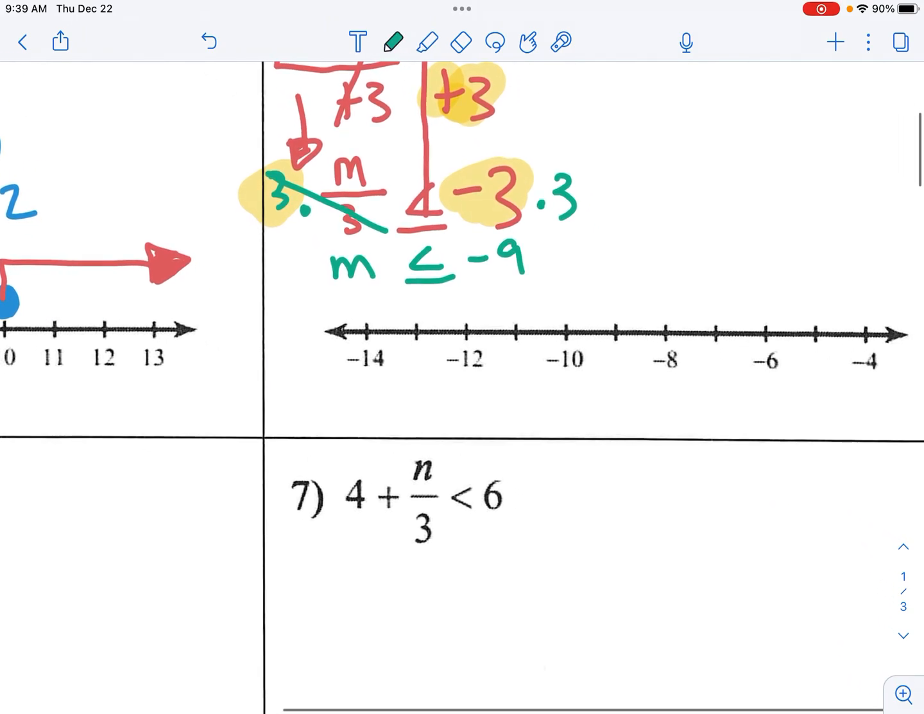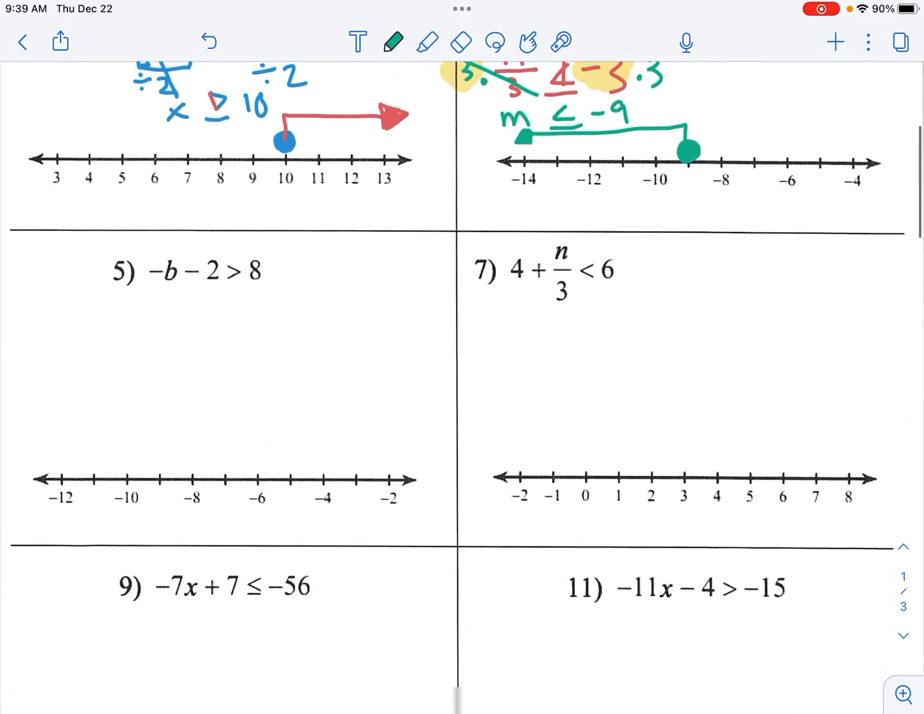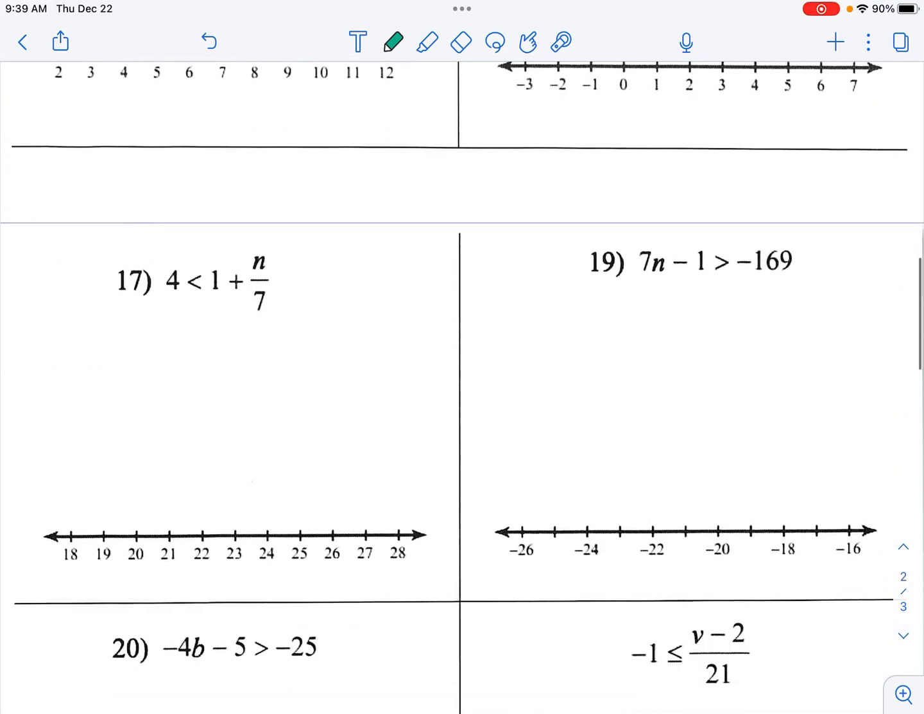So I'm going to go ahead and graph this solution. Negative 9 is in between negative 8 and negative 10. I know it's going to be a closed circle because negative 9 is part of my solution set. This is saying m is less than, so I'm going to draw my arrow to the left. All right, let's go down and do another one.